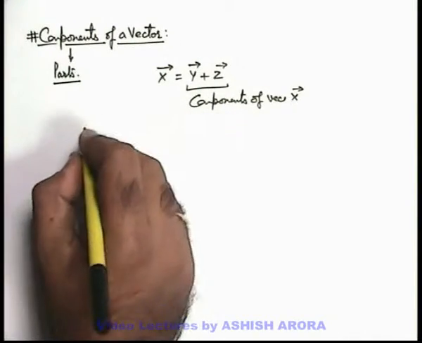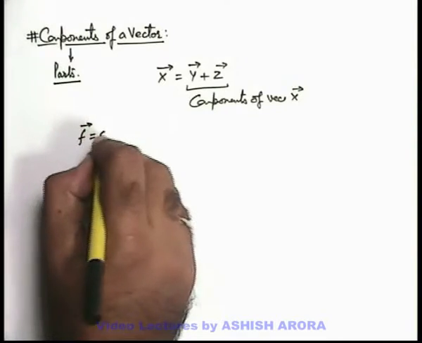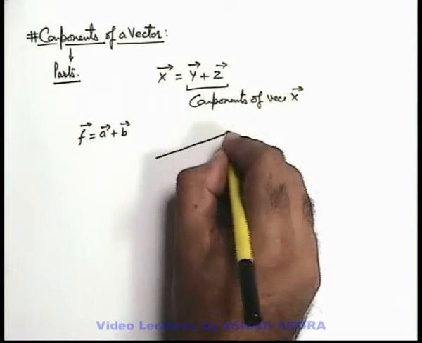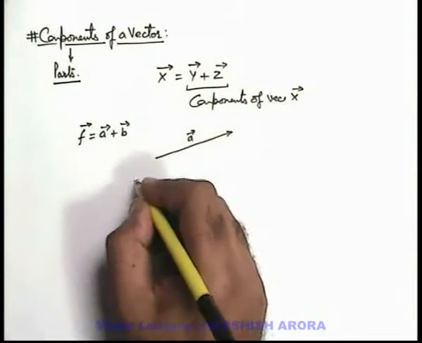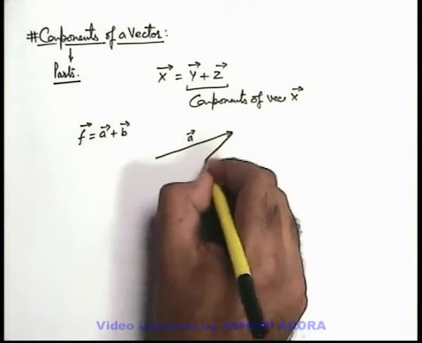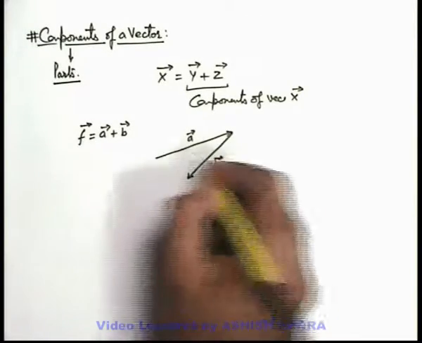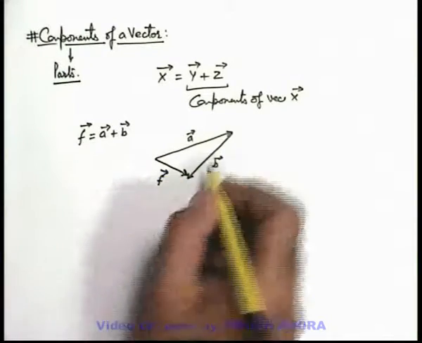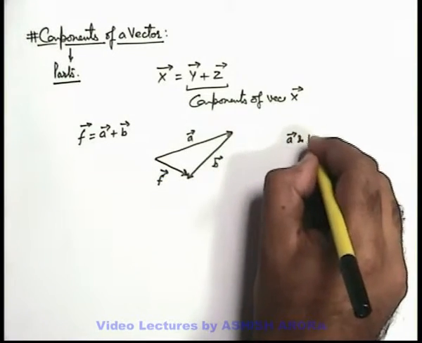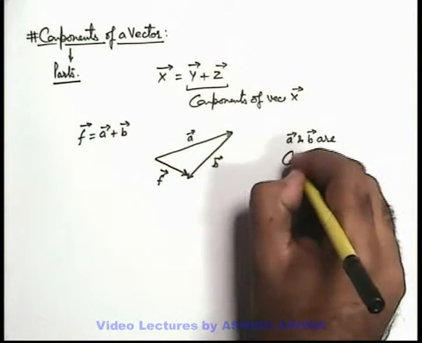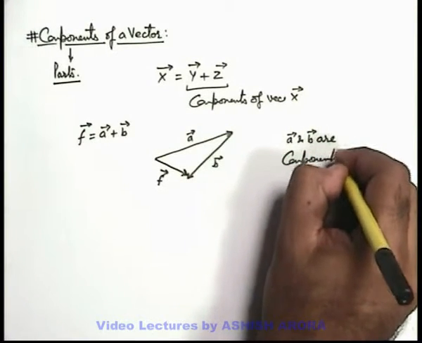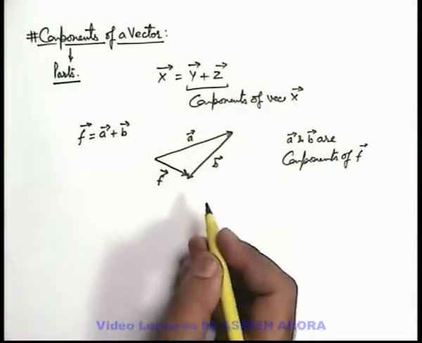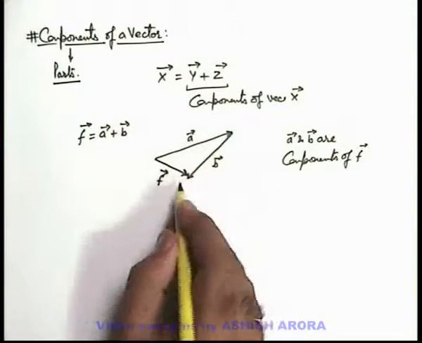Like, say for example, we have a vector f which is written as a vector plus b vector. And say this is a vector. And if we add b vector, say this is the b vector, so a vector plus b vector gives this vector, which is say f vector. So here we can write a vector and b vector are components of f vector.